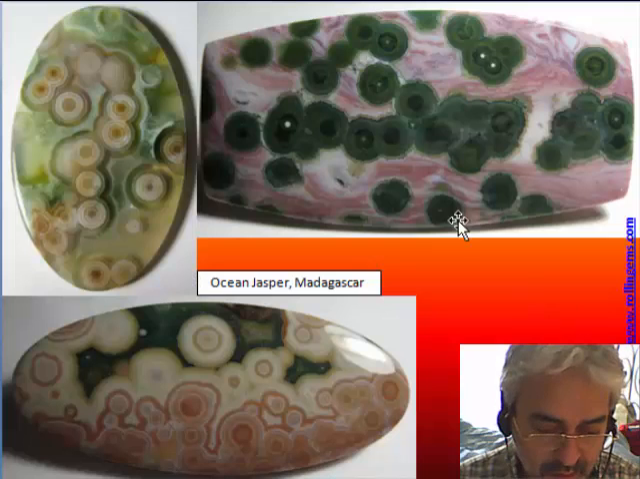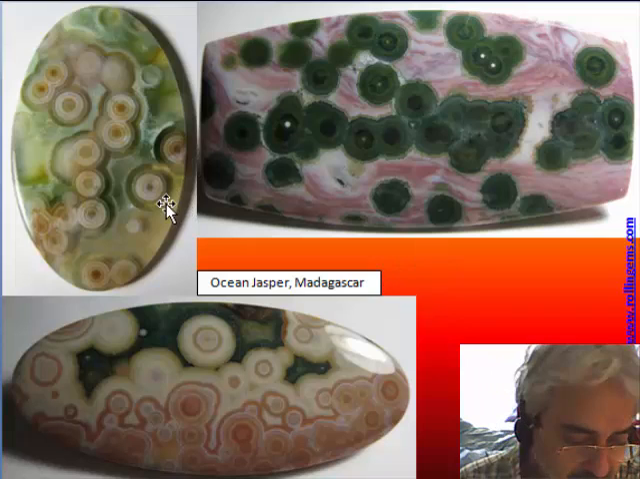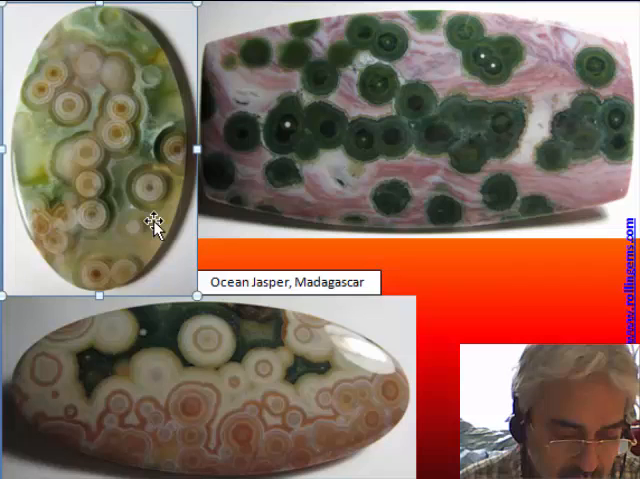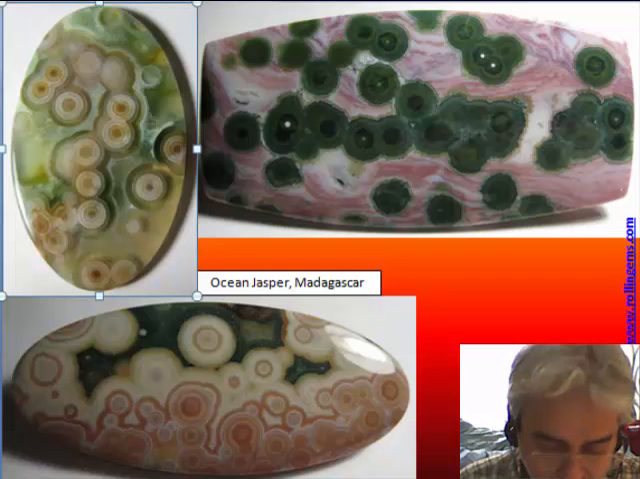A few cabochons of ocean jasper, we can see that the material in some cases is transparent because of a secondary transformation into chalcedony, demonstrating the deep degree of silica inside.